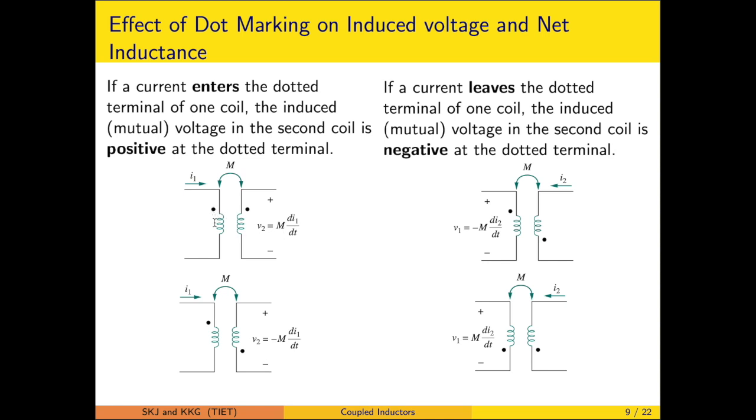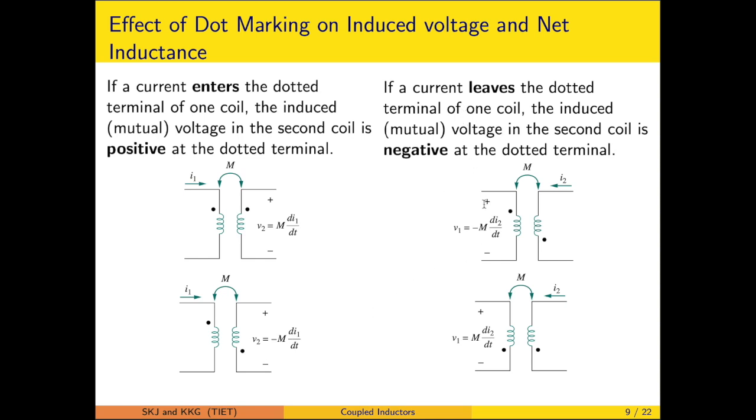So here the current is entering, and the induced EMF will be such that this upper terminal will be positive. So it will have the same value, M di1 upon dt. In this the current is entering the dotted terminal. So the dotted terminal at the bottom has to be positive, but we are measuring the voltage from bottom to top, so that's why it is the negative voltage.